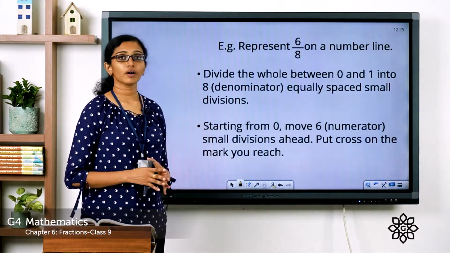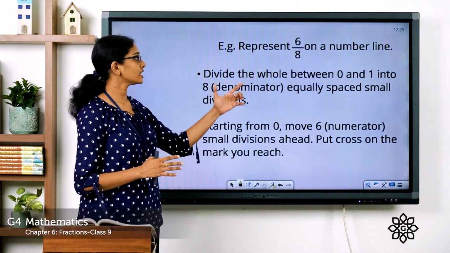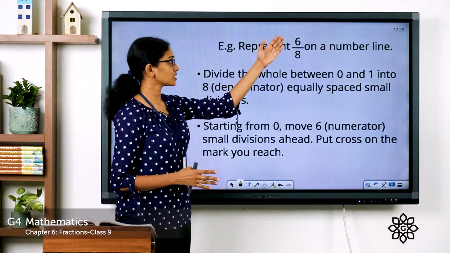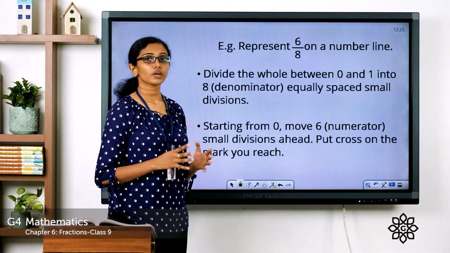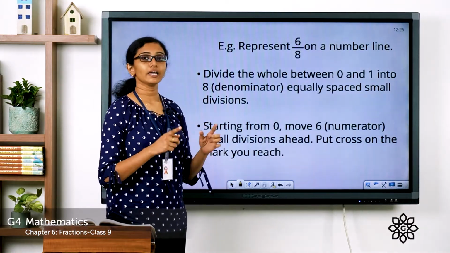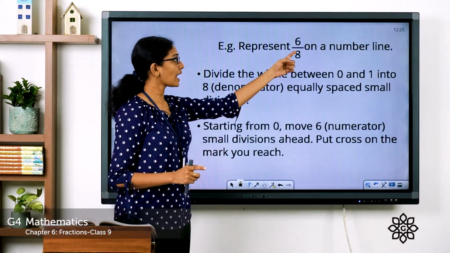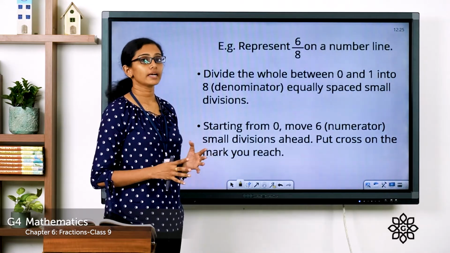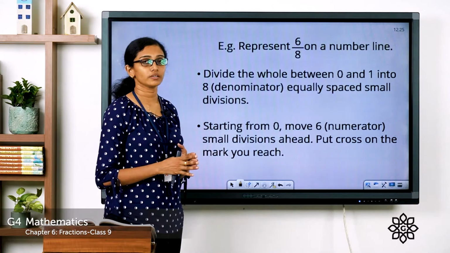First, you have to divide the whole between 0 and 1 into 8 equally spaced small divisions. Why 8? Because in the fraction given here, 6 by 8, the denominator is 8. So in that case, we have to divide the whole between 0 and 1 on the number line into 8 equal divisions.